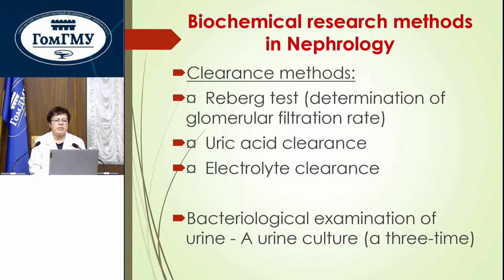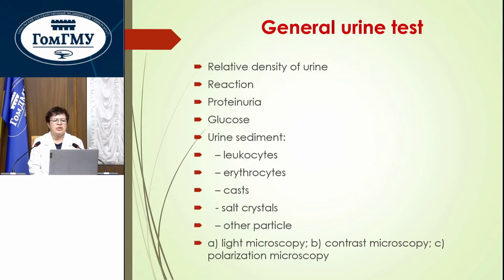Clearance methods: Reberg test, determination of glomerular filtration rate, uric acid clearance, electrolyte clearance, bacteriological examination of urine, urine culture 3 times, general urine test, relative density of urine, reaction, proteinuria, glucose, urine sediment, leukocytes, erythrocytes, casts, salt crystals, other particles. Light microscopy, contrast microscopy, and polarization microscopy.